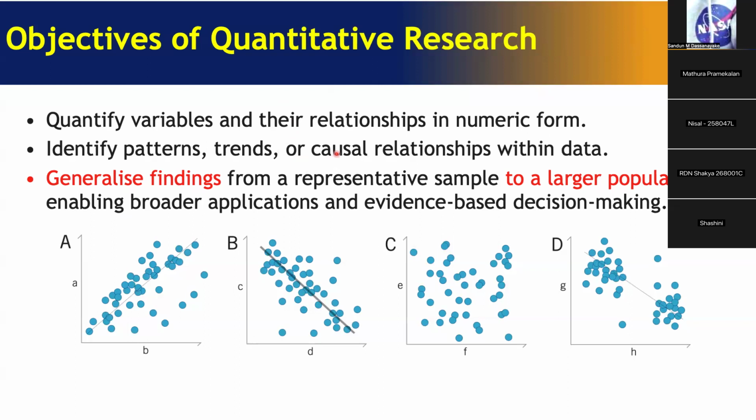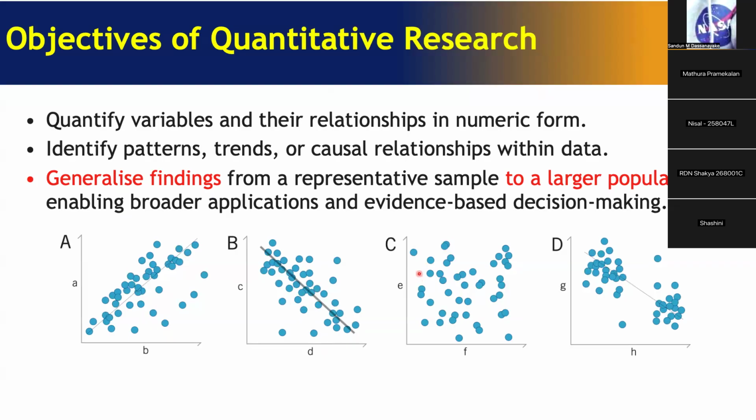Identify patterns, trends, or causal relationships within data. Generalize findings from a representative sample to a larger population, enabling broad applications and evidence-based decision making. So these charts I have included to show you the different types of things that we can expect. In chart A, A and B have a positive relationship, because an increase in B will result in an increase in A. In chart B, this is a negative relationship. Increasing D will result in a decrease of C. So that's a negative relationship.